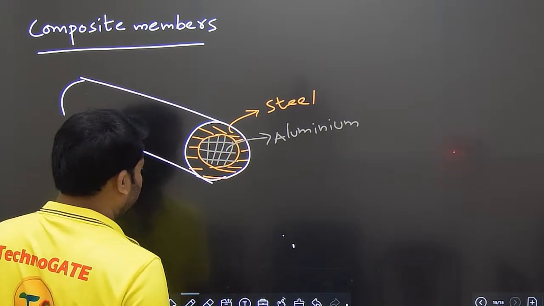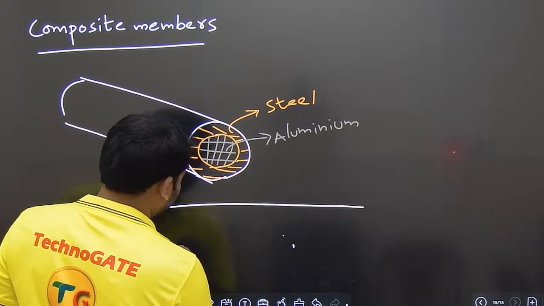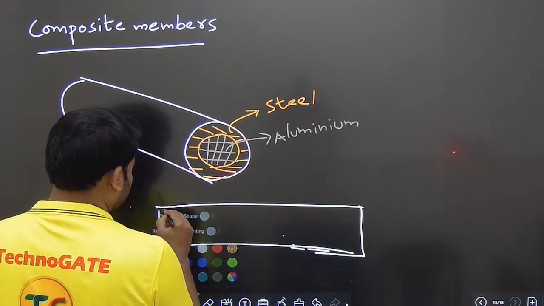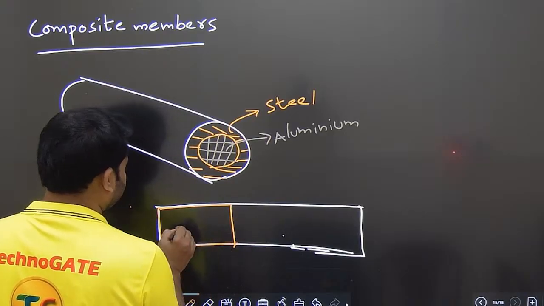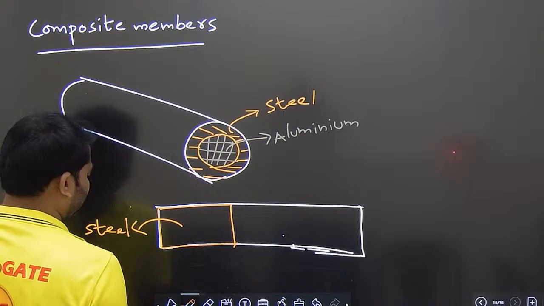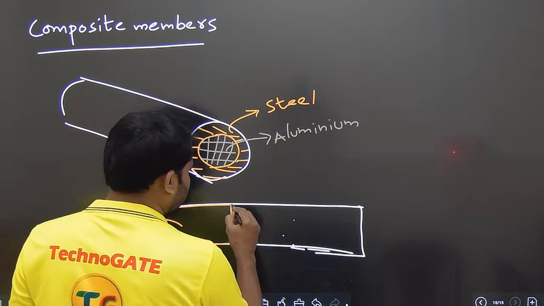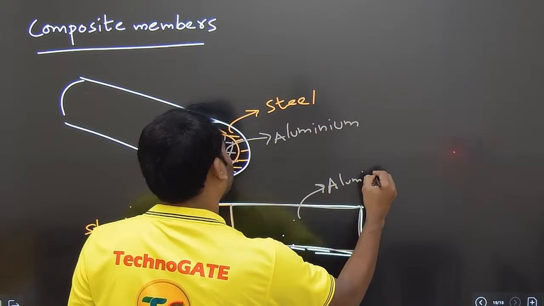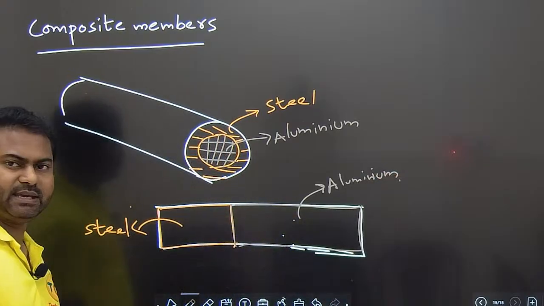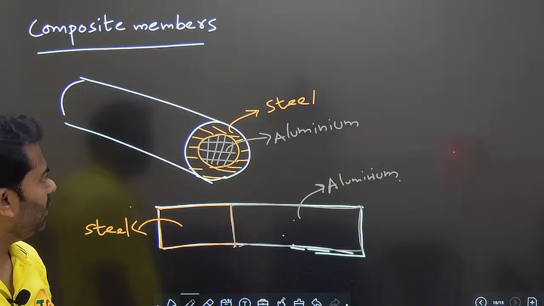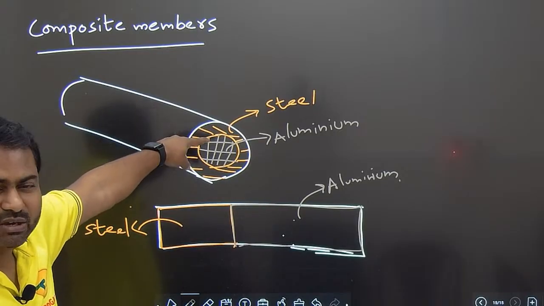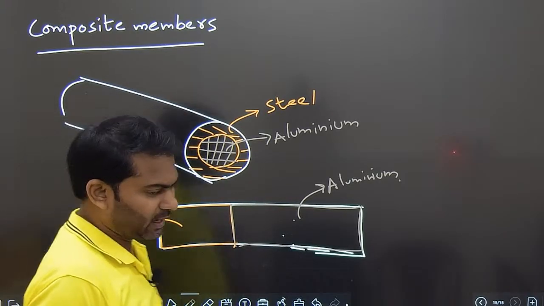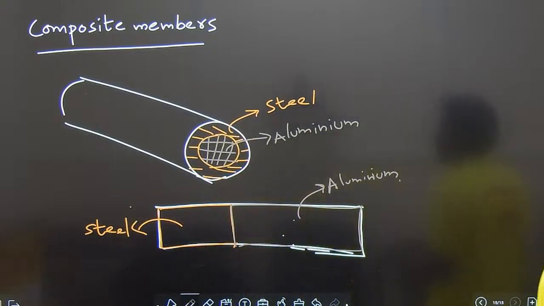Apart from this, there is another one, which is length-wise. Now there is a rod, like this. See here, till some particular value of this length there is steel, and this other part is aluminum. So an aluminum member is attached with a steel member. So either along the radius there is variation of the material, or along the length there is variation of the material. Understood? I hope it is completely clear. So this is how composite sections will be.